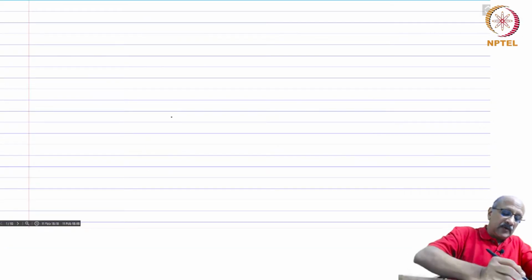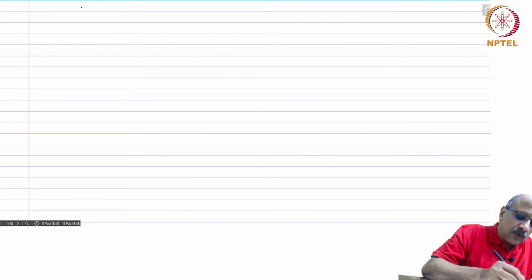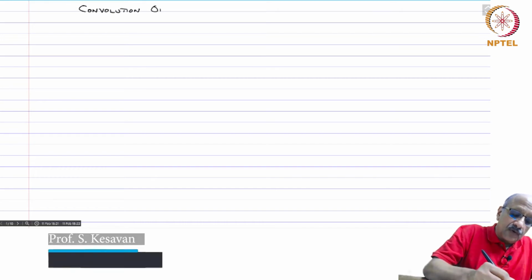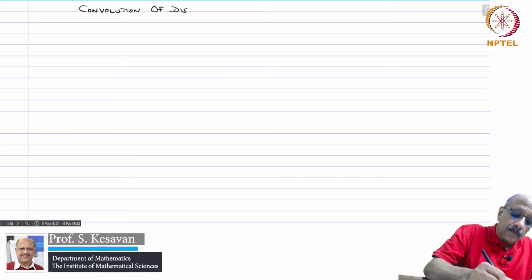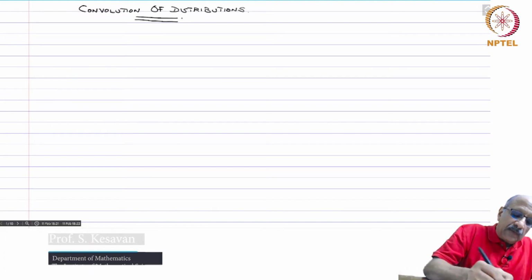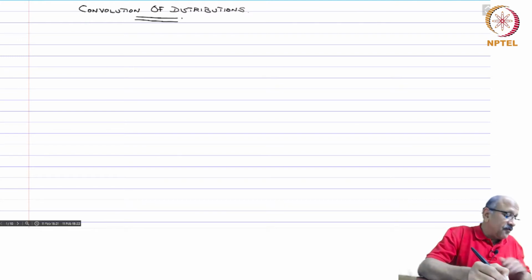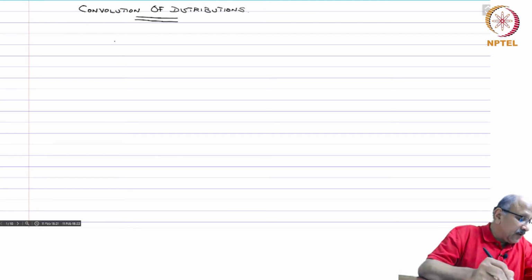We will now extend the notion of convolution to certain types of distributions. So, convolution of distributions. Obviously we will try to copy what we did for functions, and therefore we need to establish some notation which we used for functions.